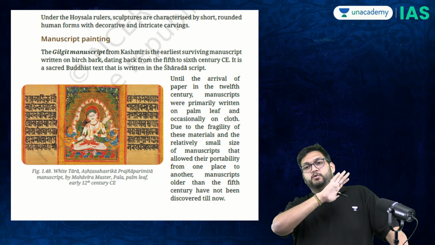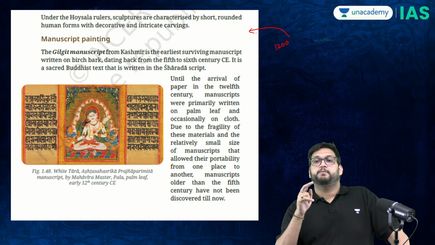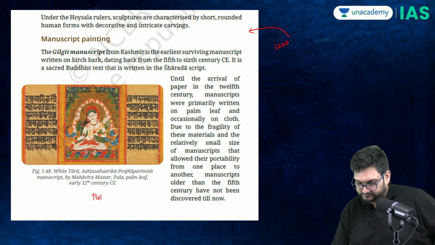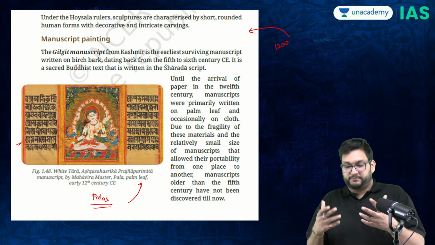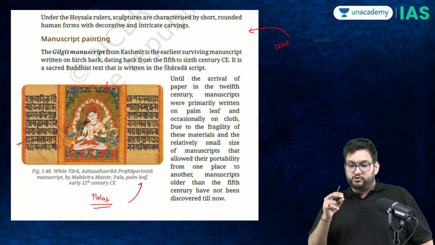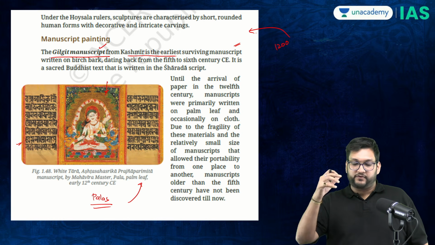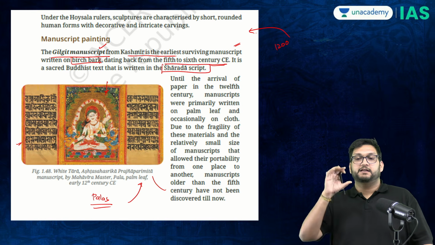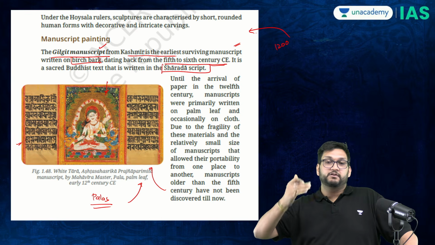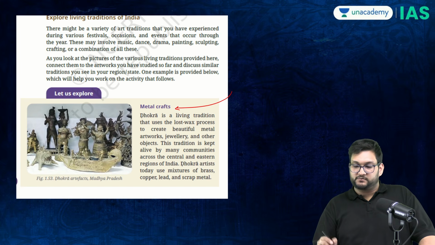Then the last expression which happens before 1200 is in the form of manuscript paintings, which happens under the Palas. This is called Pala Buddhist Vajrayanic expression. This is Tara, and how you have the Gilgit manuscripts of Kashmir, which is one of the first examples of birch bark, along with how we get the Sharada script out of it. Further, we get the Palas' inscriptions on birch bark, but with beautiful paintings in that regard. And last but not the least, they talk about the living traditions which are created thereafter.